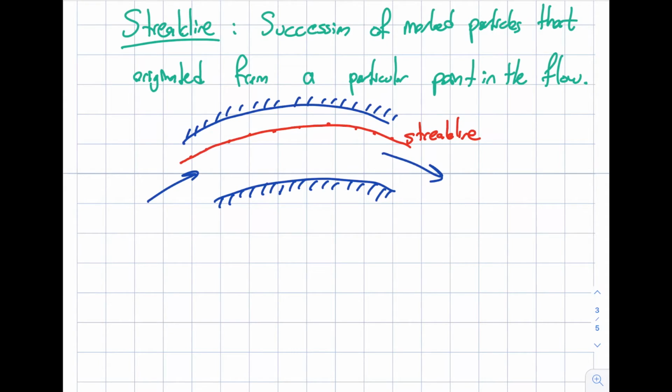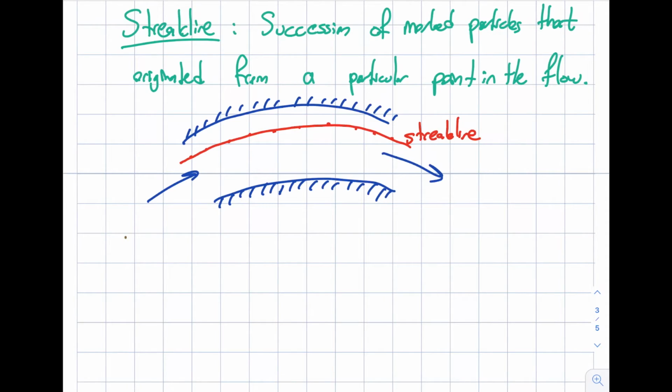Another good example for streakline is the sprinkler system that you have in your backyard. If I look at it at a given snapshot in time, you literally see the water coming out from the sprinkler at that instant. So those are the streaklines that you're seeing.